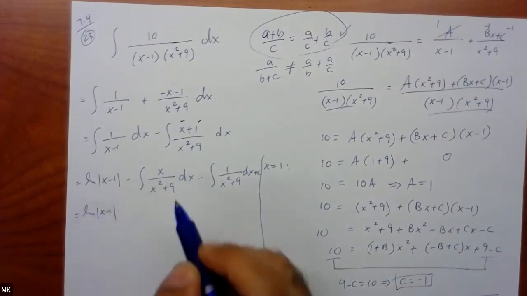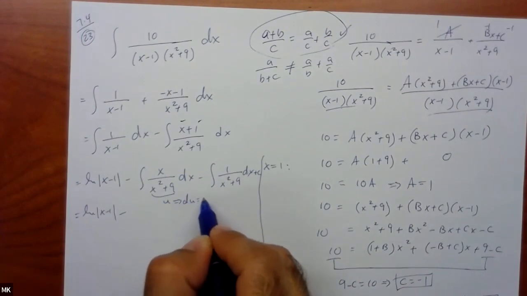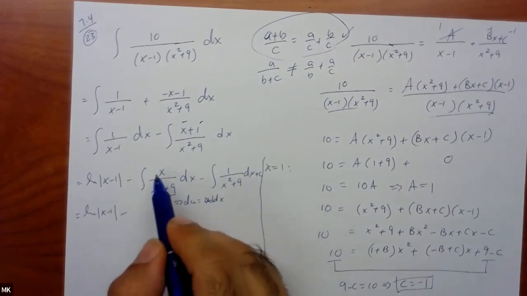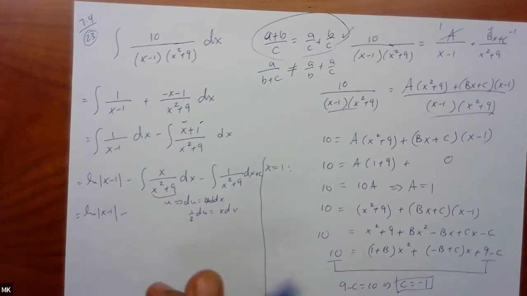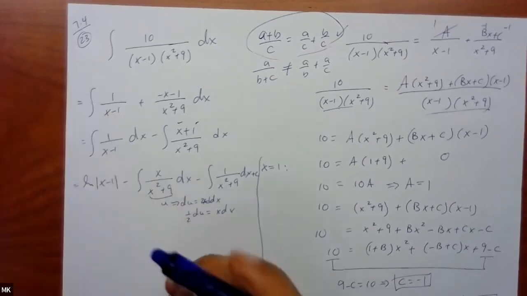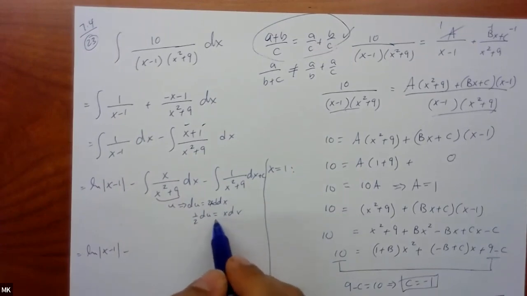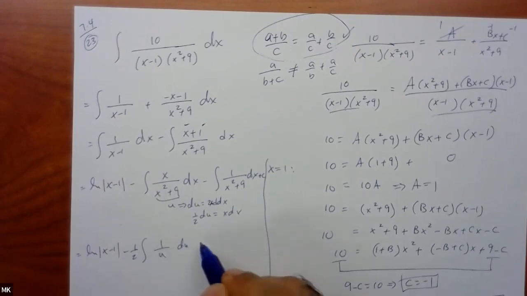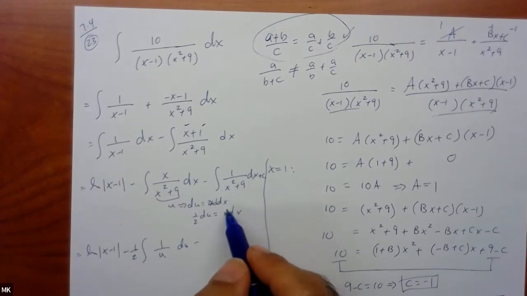So ln of x minus 1 minus... Here I have to do a u substitution. If u is this, then du is 2x dx. I only have x dx, so 1/2 du is x dx. It's a u substitution from section 5.5, if you don't remember. So I'm going to replace x dx with 1/2 du. And this one is an arctangent situation.